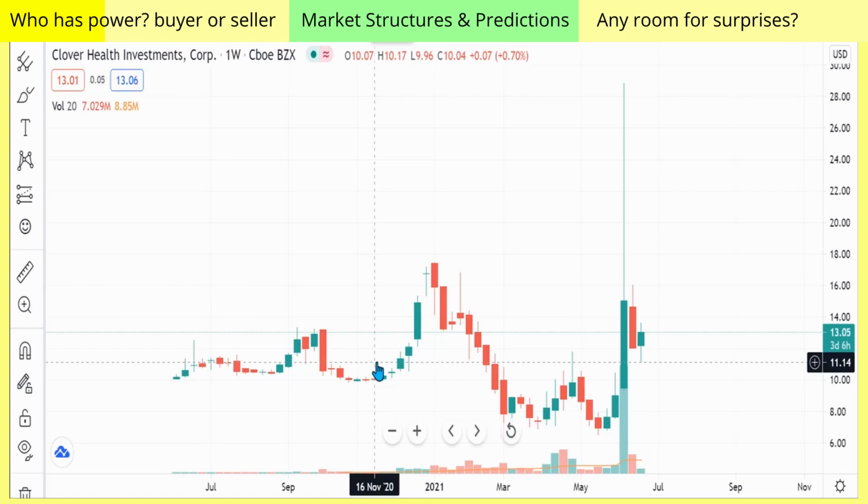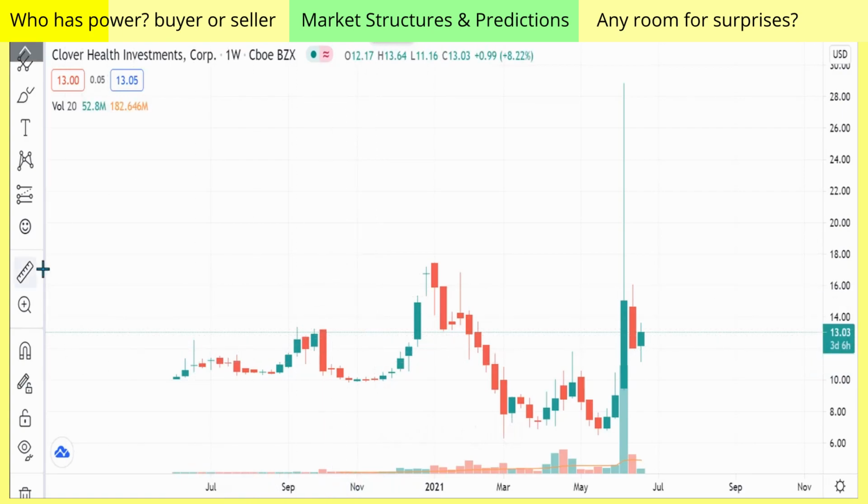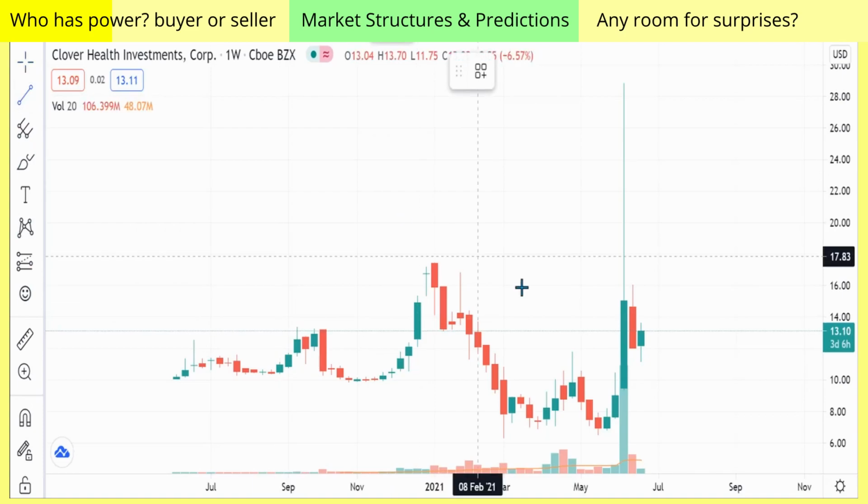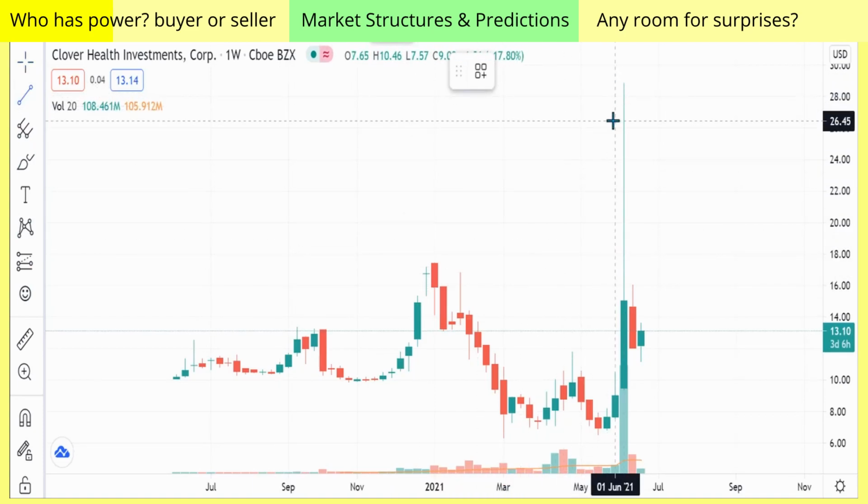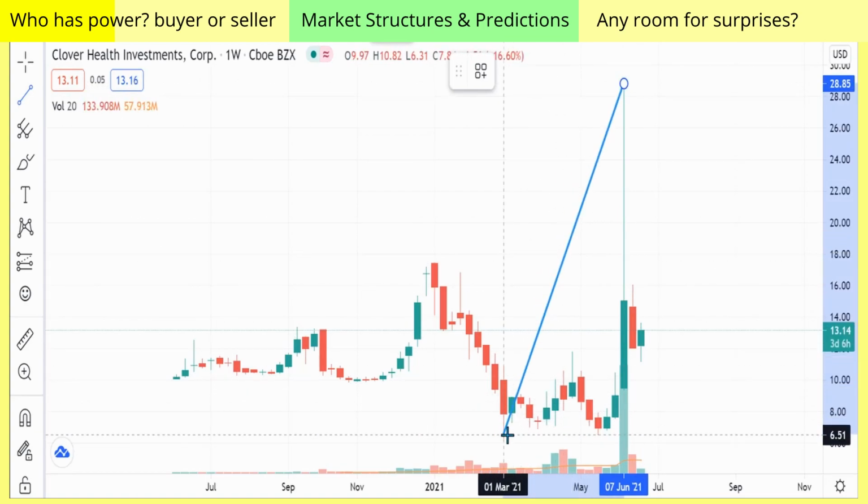So that's why it's very important for us to analyze what's the power we have in this particular stock. To do that, we need two loops for each of the analysis, both the buyer and the seller side. We need two loops. So right now I'm going to create a loop. I'm going to connect the high point here. I just need two recent loops.